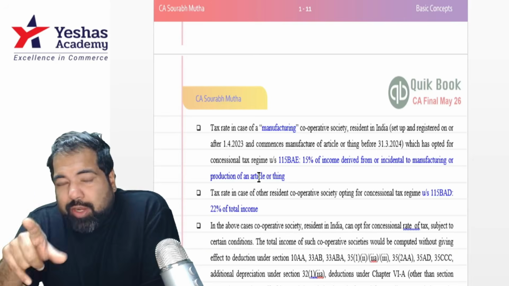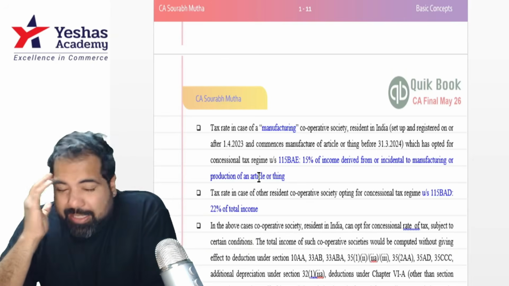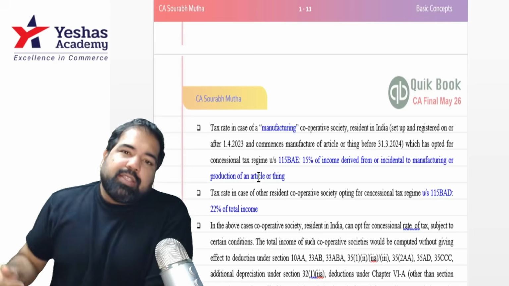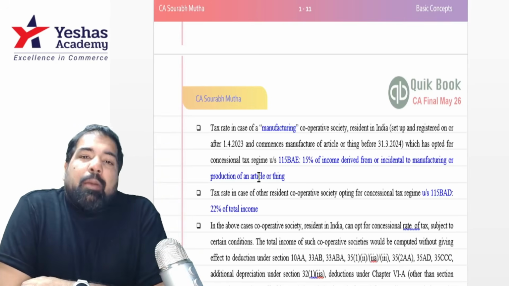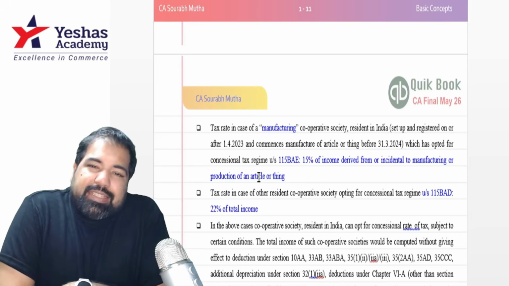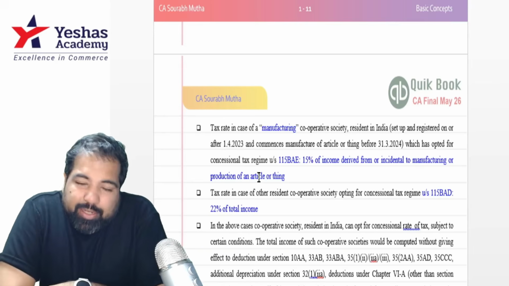So we'll tax you only on that manufacturing income at just 15% under section 115BAB. By the way, this is 115 all special rates. And next is 115BAD. If you are not into manufacturing, but you just want to pay lower tax, you can pay flat tax at 22%, guys. These are only for cooperative societies who want to opt for it. More details in the assessment of entities chapter.